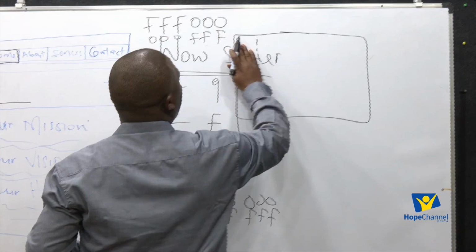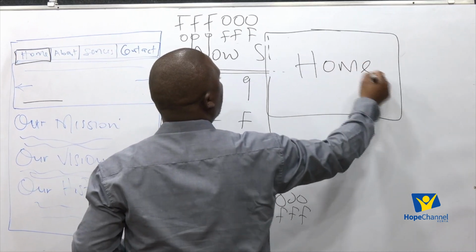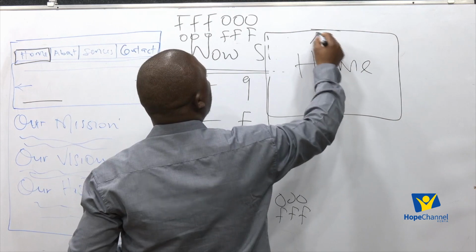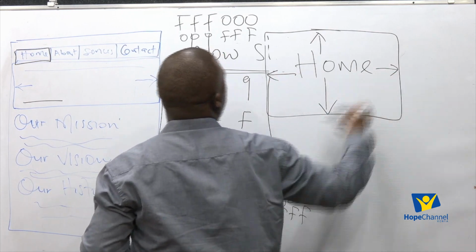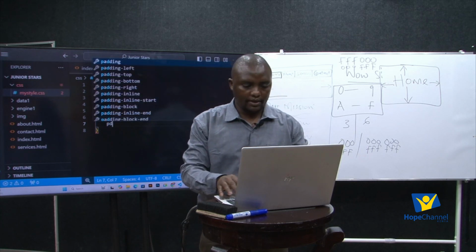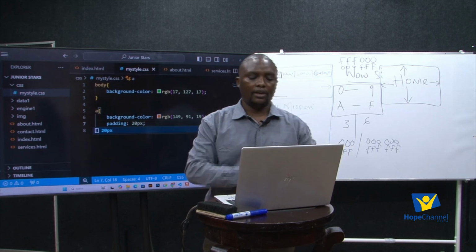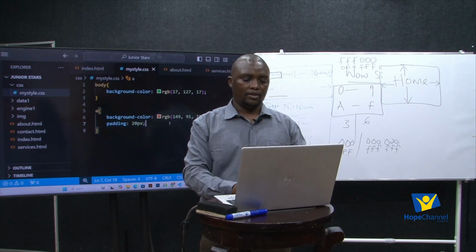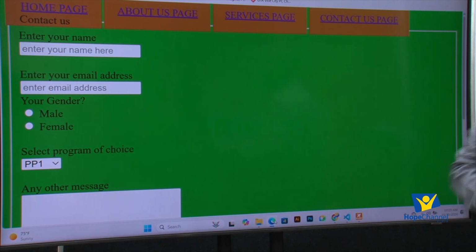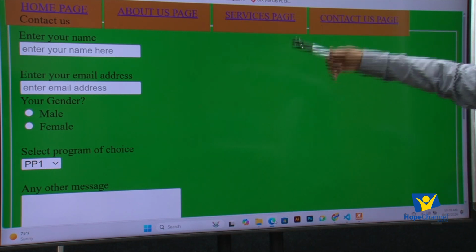Like for example, we have the word home here. We are talking about this, that is the padding. It can be left, right, top, bottom. So you just need to come here and say padding, and then define the padding of your choice. Like we can say all around 20 pixels. It will give you something like this, and that's what you get.